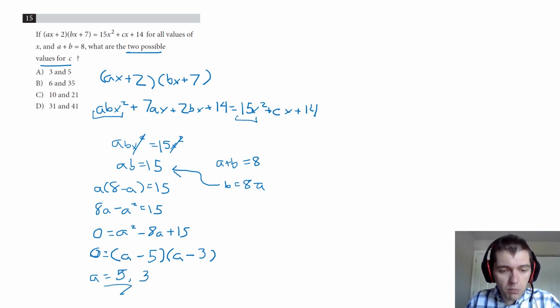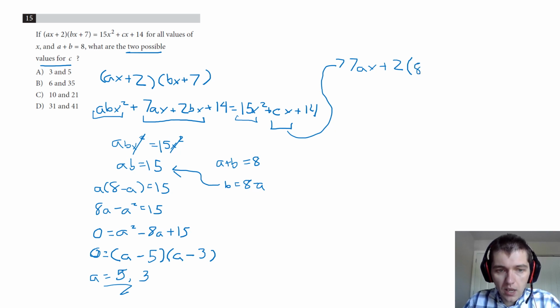Now, to use that information, you can go back to how before we used that x squared term, we can do the same thing now using the x term. And we'll bring that over here and say that 7ax plus 2, and we're going to go ahead and substitute in for that b right now. And we'll say that b before where we solved is equal to 8 minus a is equal to cx.